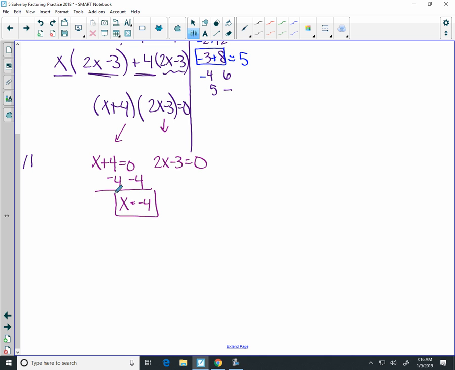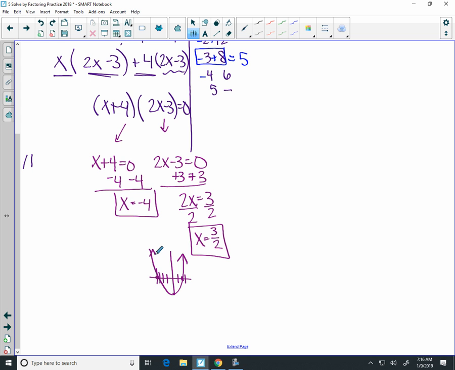I'm going to add, with my other equation, 2x minus 3, I need to do 2 steps. I need to add 3 to both sides. And then I need to divide by 2. 3 over 2 is the same as 1.5. So here's what I know about this parabola. If I was going to sketch this, I know this goes through the x-axis at negative 4, and at 1.5, 1.5 between 1 and 2. So our parabola we can expect to look something like that.